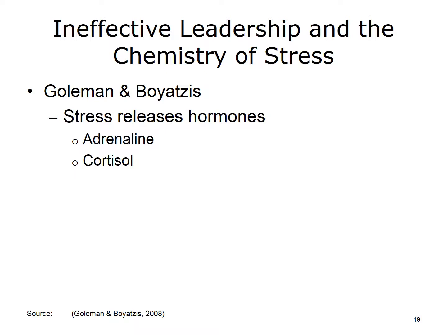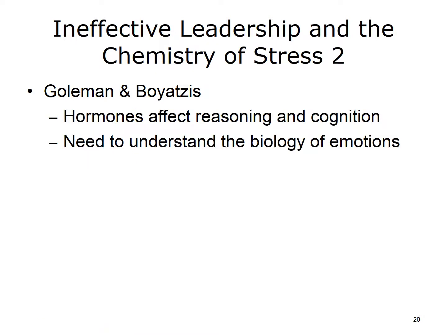Two famous researchers on social intelligence, Daniel Goleman and Richard Boyatzis, wrote an article about the chemistry of stress in the Harvard Business Review. The article discussed what happens to team or group members when leaders handle stressful situations. Biologically, humans experience a surge of two hormones when they're under stress: adrenaline and cortisol.